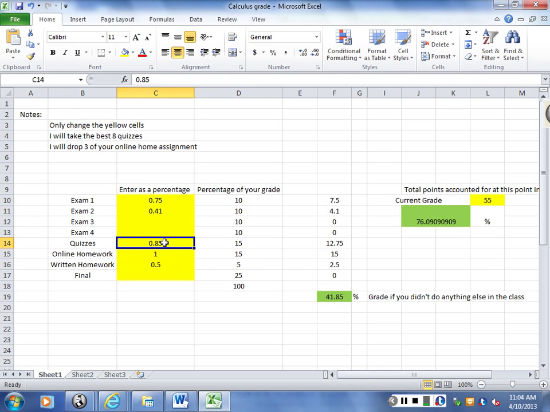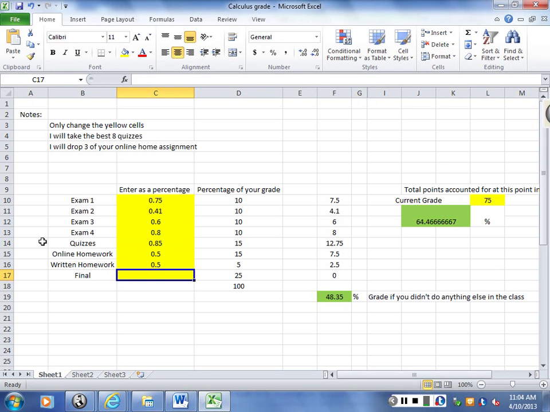So quizzes, and then the online homework's 15%. Let's say you have not been doing your online homework, or you've only been doing about half of it. It changes your grade quite a bit there. And then obviously if you didn't do anything else, you're not going to pass the class. So exam 3 is coming up. So let's say you got a 60% on exam 3. And then once you have exam 4, let's say you have 80.